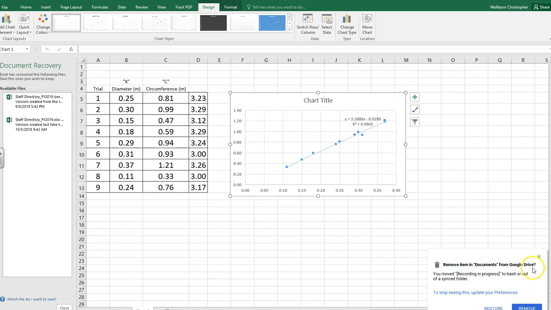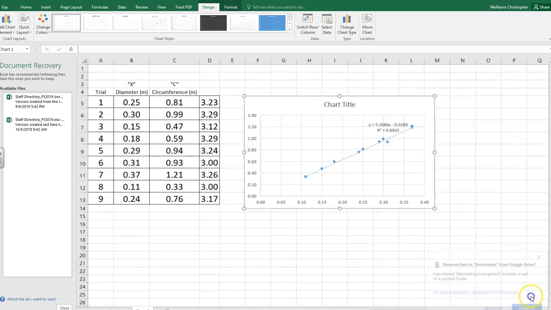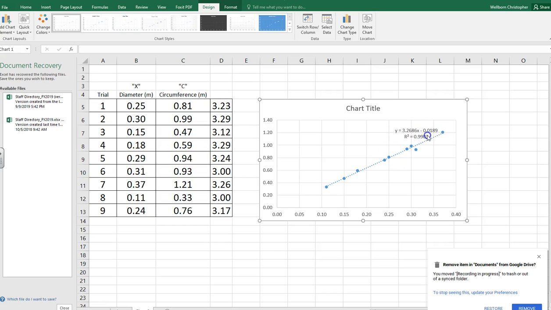my eyes need to zoom in, not yours. There we go. So here's our line of best fit, and it's in the form of y equals mx plus b, where m is 3.2686. This is the intercept. It's damn near zero, so in this case we definitely can ignore it. What we want is our experimental value for pi, which is this 3.27. Since I gave you two decimal places here, we'll just go with 3.27.